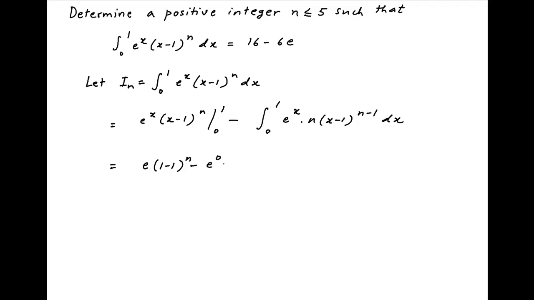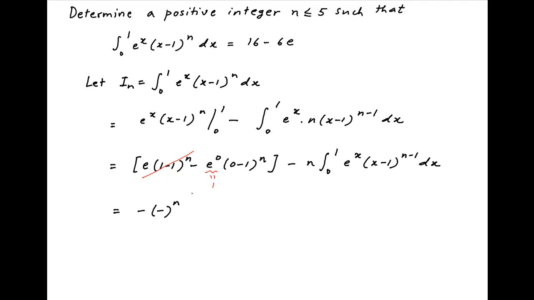Putting in the limits in the first term, we get e times (1 - 1)^n minus e^0 times (0 - 1)^n, minus the second term, which is n times the integral from 0 to 1 of e^x (x - 1)^(n-1). The first term simplifies and is equal to minus of (-1)^n, and the integral in the second term can be expressed as I_(n-1) because it is the same as I_n with n replaced by n - 1.